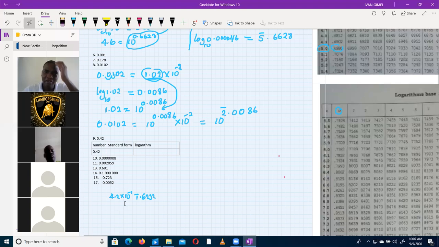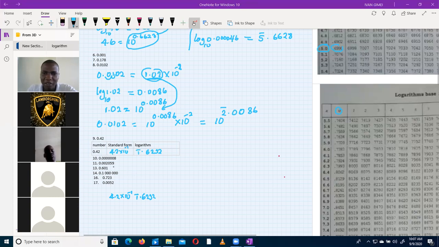Okay, these ones have again remained. So here we said you simply put the number in standard form, which will be 4.2 times 10 power negative 1. Then here you just put 1 bar point, what you get as a logarithm, 6232, and you'll have finished instead of going through all this process. That's also acceptable. We can do it like that.